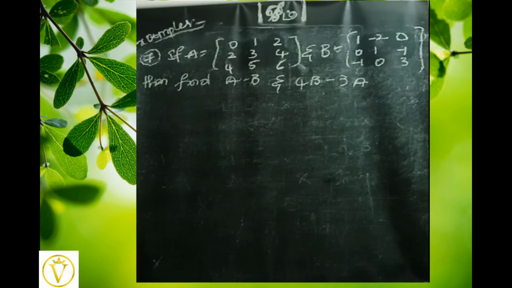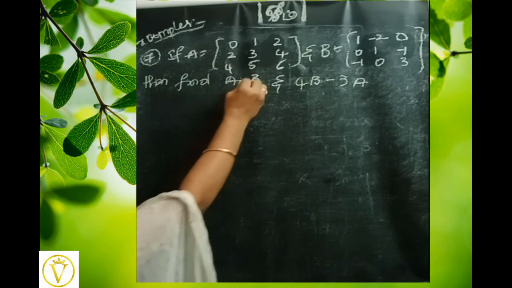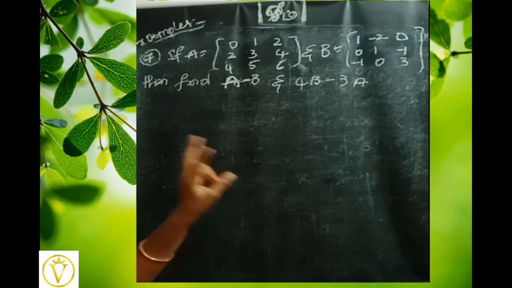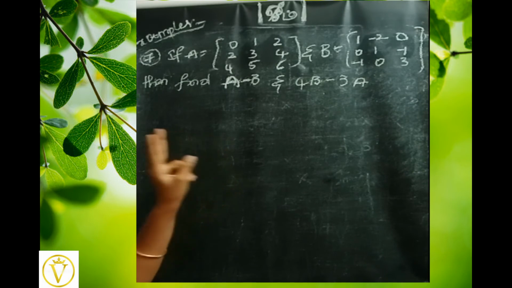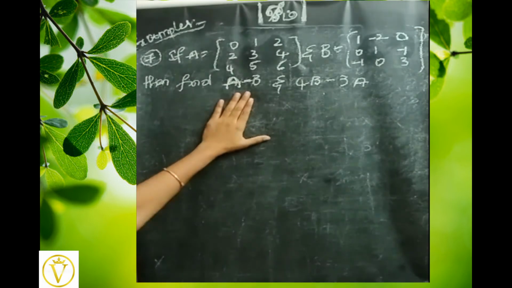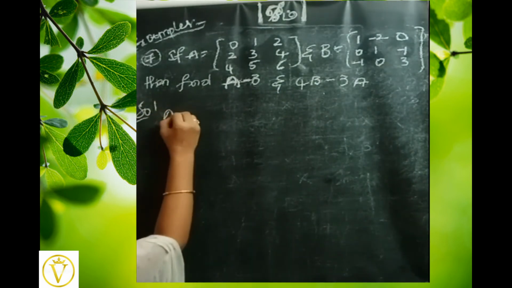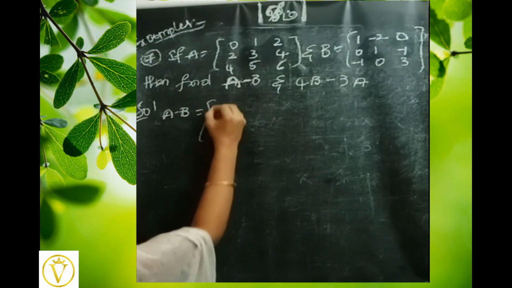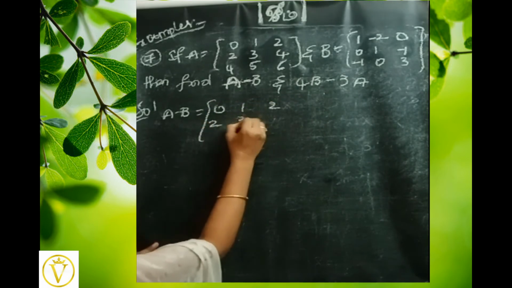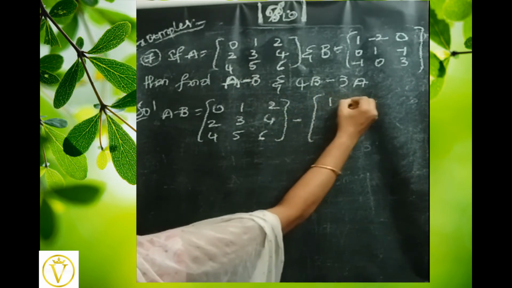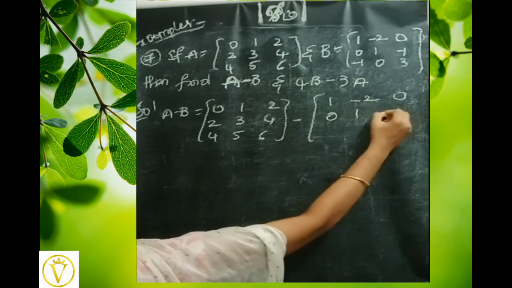If A equals 0, 1, 2, they have given one matrix, and B, they have given one matrix, and we have to find here A minus B and 4B minus 3A. So we have to find 2 matrices. That means A minus B is 1 matrix and 4B minus 3A. First we will go for A minus B. Simply you can do. So 0, 1, 2, 2, 3, 4, 4, 5, 6 minus 1, minus 2, 0, 0, 1, minus 1.